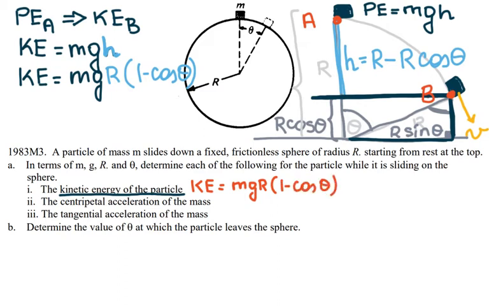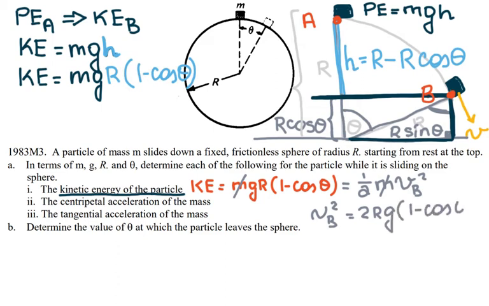For the second part, I have to find the centripetal acceleration of the mass. Because the kinetic energy is equal to 1/2 mv squared at point B, and the mass can be cancelled, I get that velocity squared at point B is equal to 2rg times 1 minus cosine theta. I'm not going to solve for velocity itself yet. I'm going to leave it this way because they asked me for centripetal acceleration.